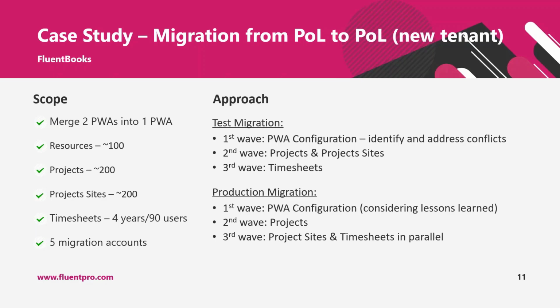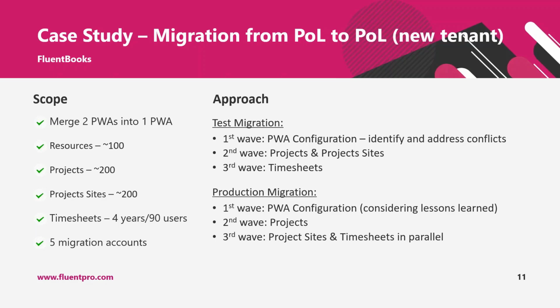We had 5 migration accounts for this migration, so we were able to do multi-stream uploads, and this helped to migrate the data faster. During test migration, we had 3 waves of migration. During the first wave, we downloaded and uploaded PWA configurations, identified and addressed conflicts. It was a discussion with the customer about each case of the conflict, what data would be the priority, and what data should be used in the target PWA.